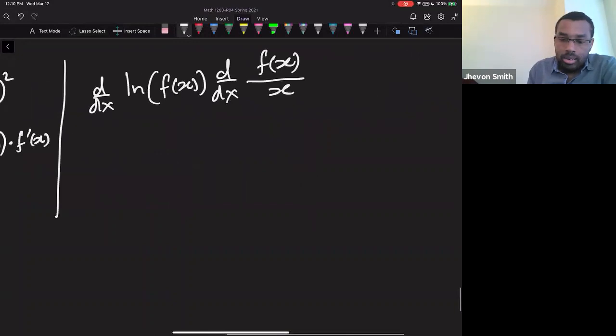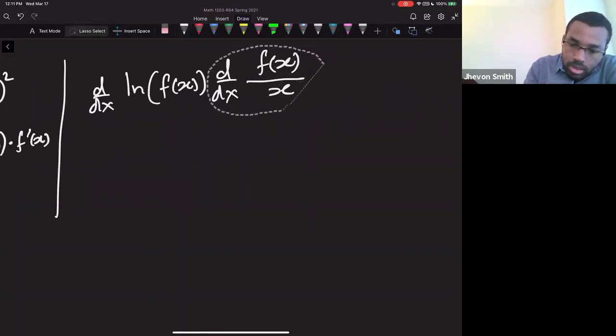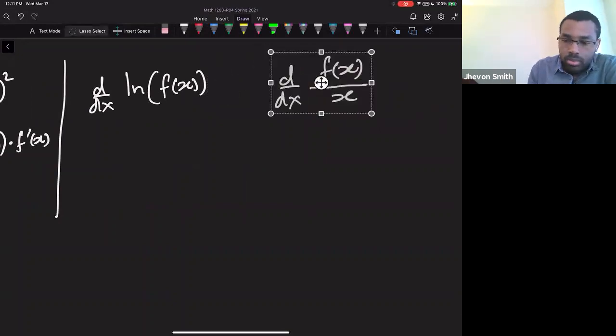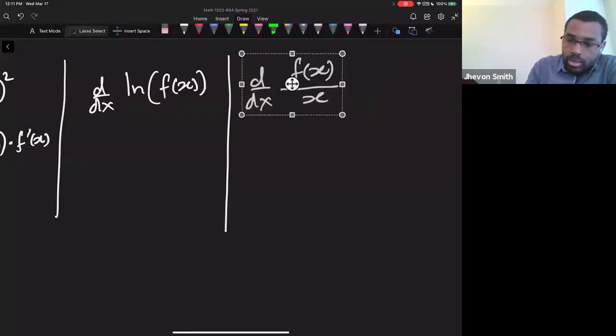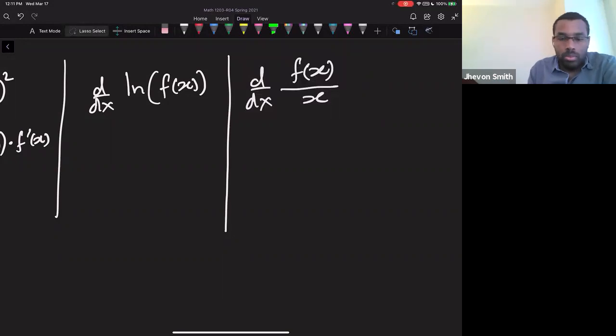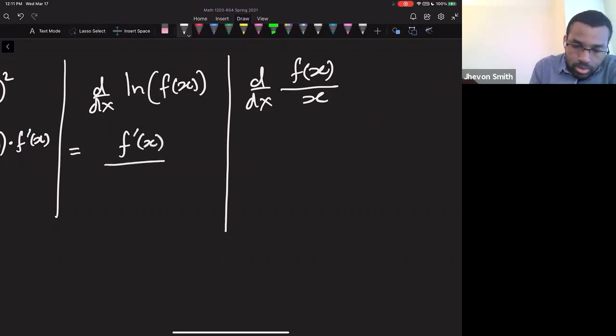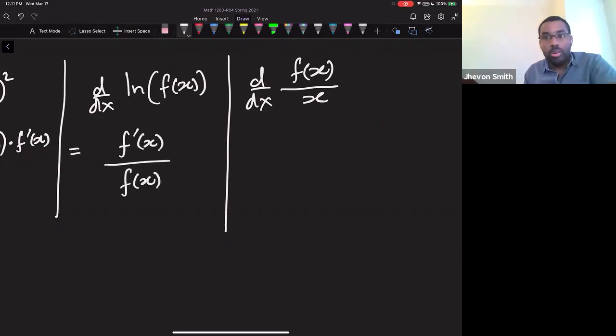What about the ln? How would I differentiate ln of the f of x? What would it look like? f prime of x over f of x. Right, u prime over u, chain rule. So again, chain rule. What would this one look like? f of x divided by x.